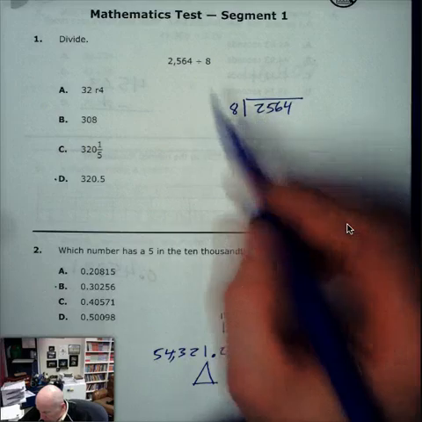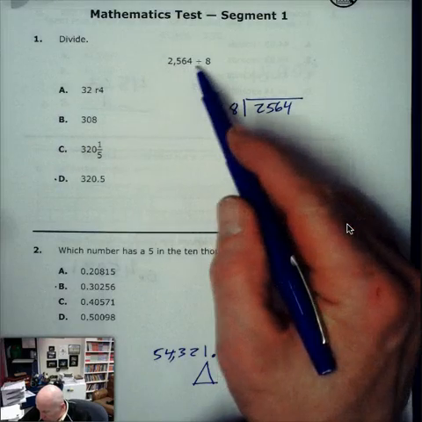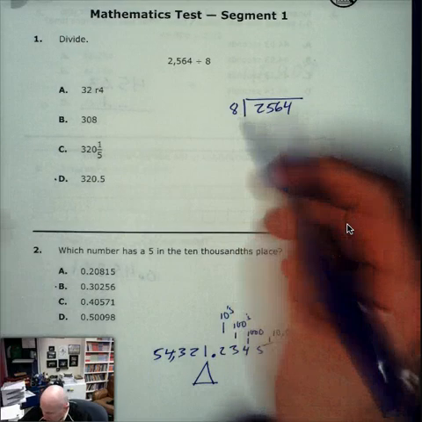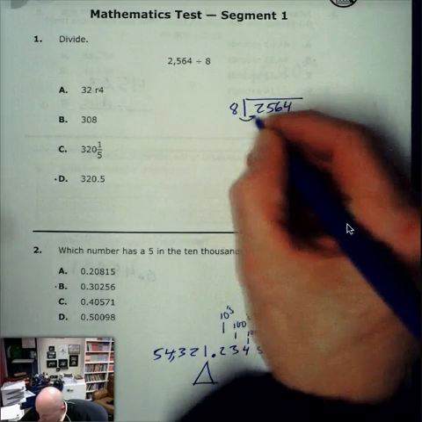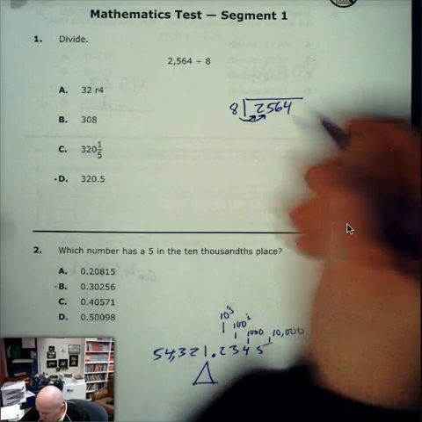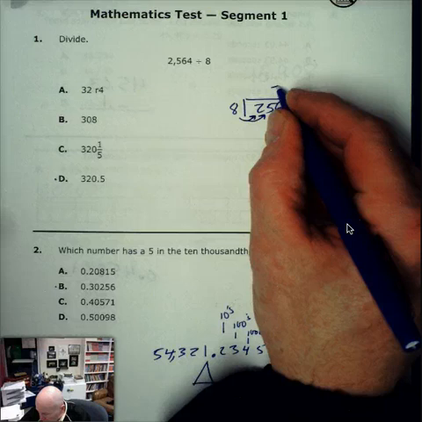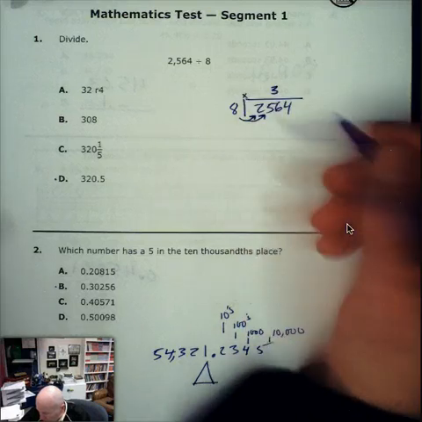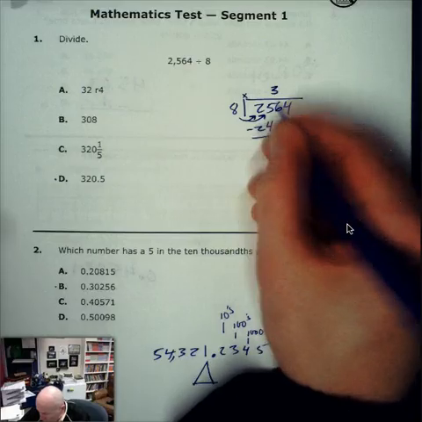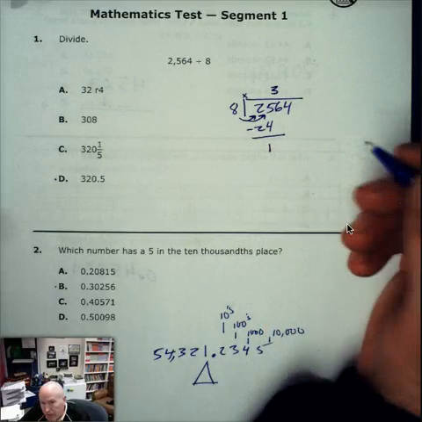All right, 2,564 divided by 8. So we put the big number in the house. We've got the 8 outside, and we start asking questions. Does 8 go into 2? No, it doesn't. Does 8 go into 25? Yes. It goes in there 3 times. I like to put a little times sign there. 8 times 3 is 24. When I subtract away, I've got a remainder of 1.